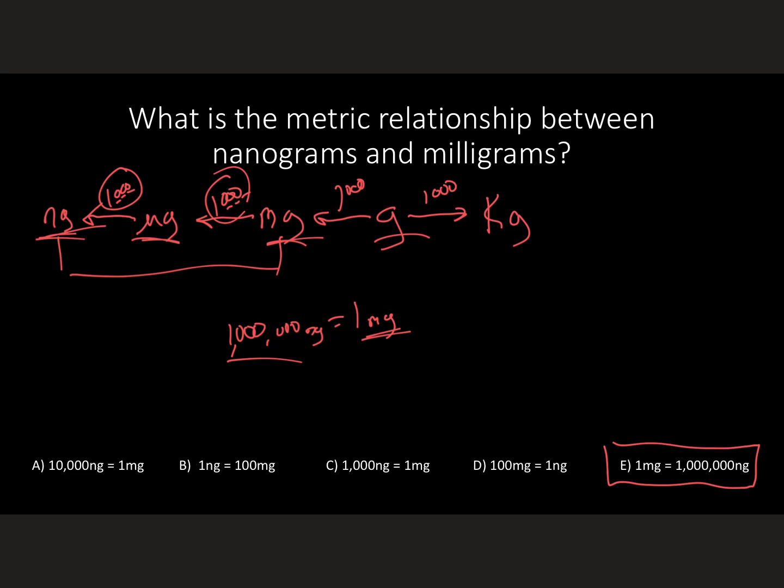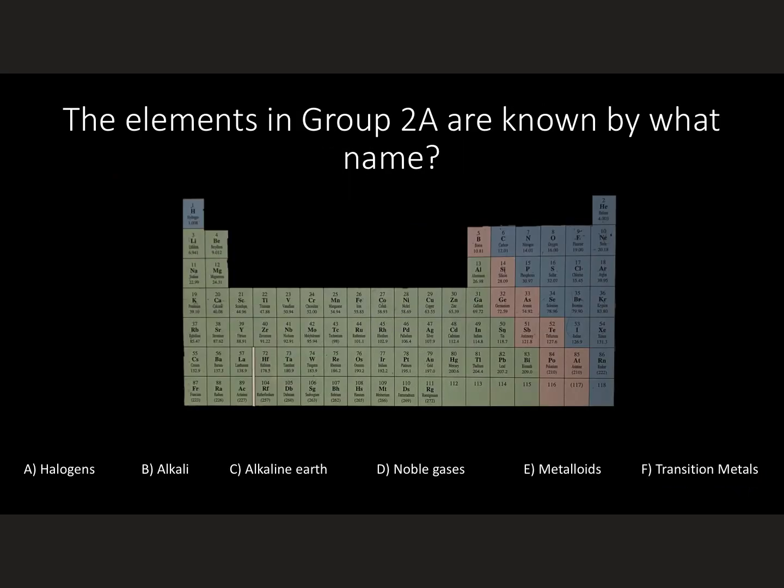Okay, so the elements in group 2A are known by what name? Okay, so once again, groups, we're dealing with going down, right? So elements that have similar properties. So that first group, second group, it's kind of like threes over here, 4, 5, 6, 7, 8. Okay, and it wants 2A, so 2A is going to be this group here.